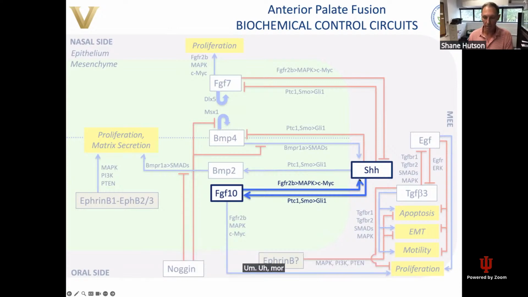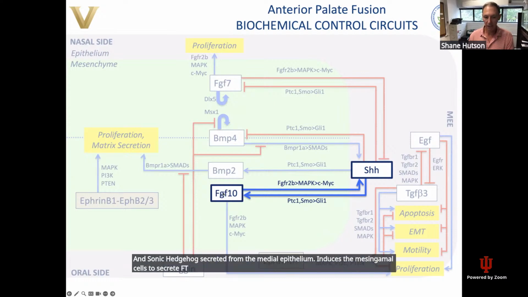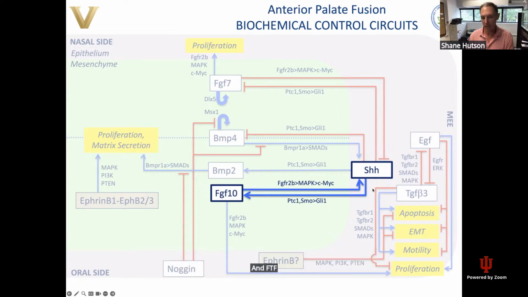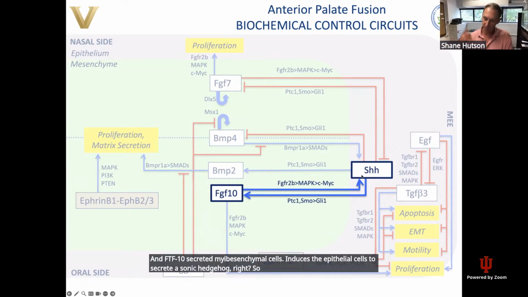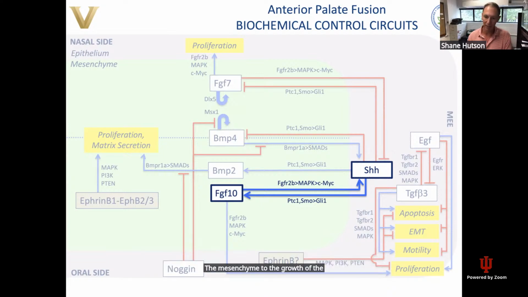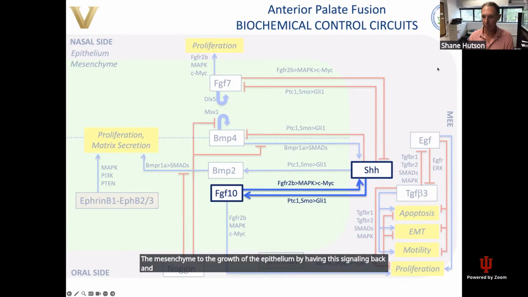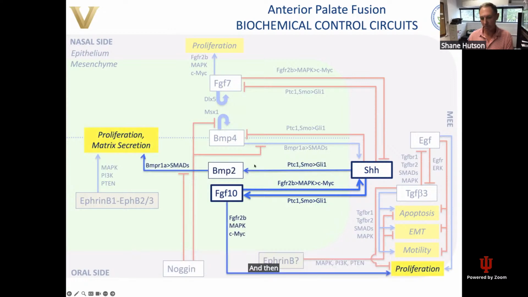morphogens or signaling molecules. Sonic hedgehog secreted from the medial epithelium induces the mesenchymal cells to secrete FGF10, and FGF10 secreted by mesenchymal cells induces the epithelial cells to secrete sonic hedgehog. So we have this feed-forward feedback loop. And so if one of these starts to go up, it drives the other one up. And so you link the growth of the mesenchyme to the growth of the epithelium by having this signaling back and forth between them.